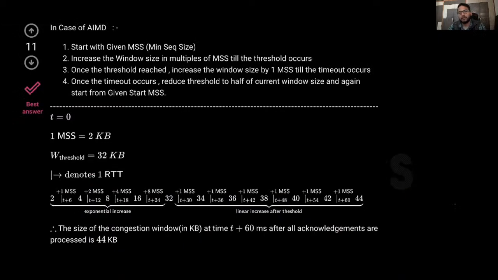Okay. I hope you understood this. Now let's talk about a very small topic, which is TCP timers.